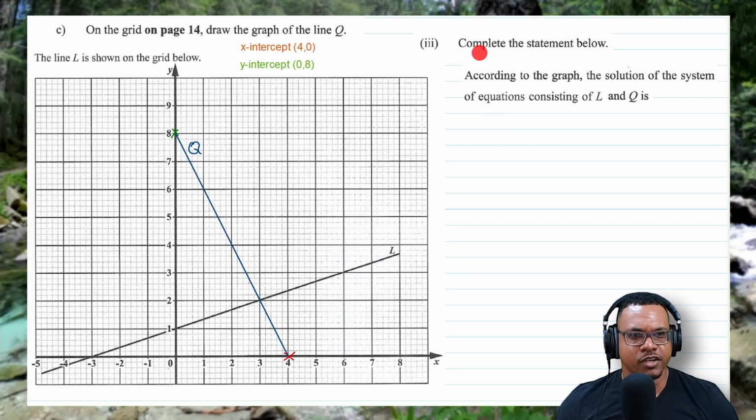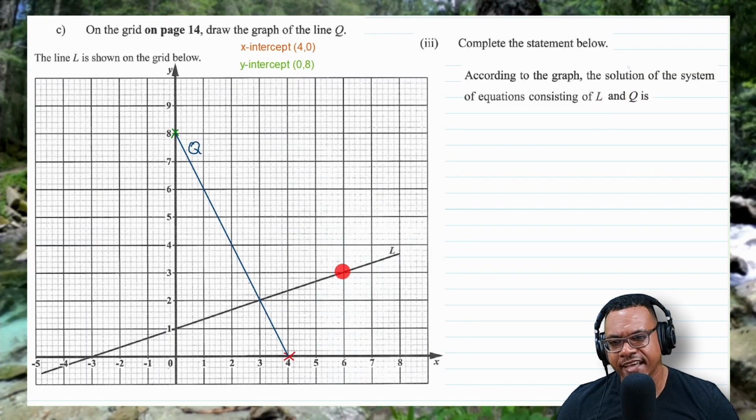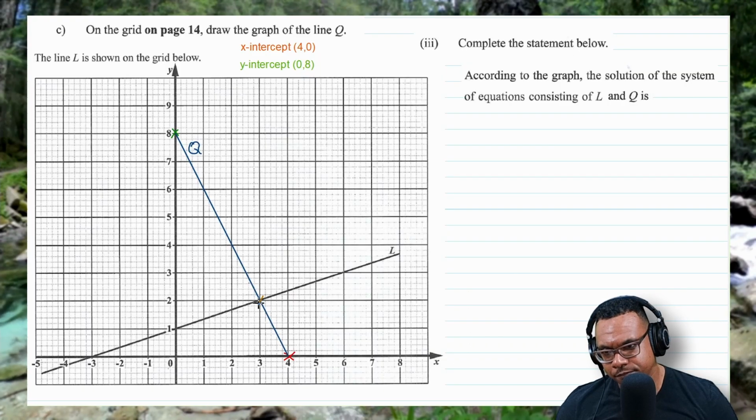Now for part 3, we want to complete the statement below. According to the graph, the solution of the system of equations consisting of L and Q is. So what they're asking for here is the solution of the simultaneous equations for the line L and the line Q. And that will simply be where the line Q and the line L intersect. So that will be this point here.